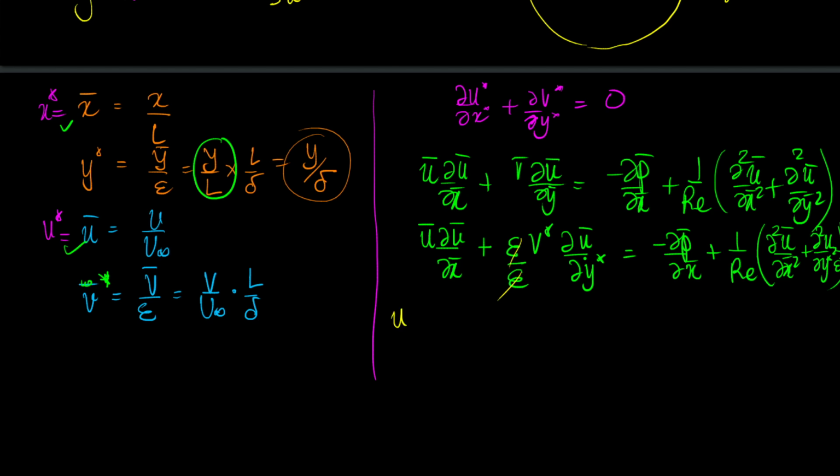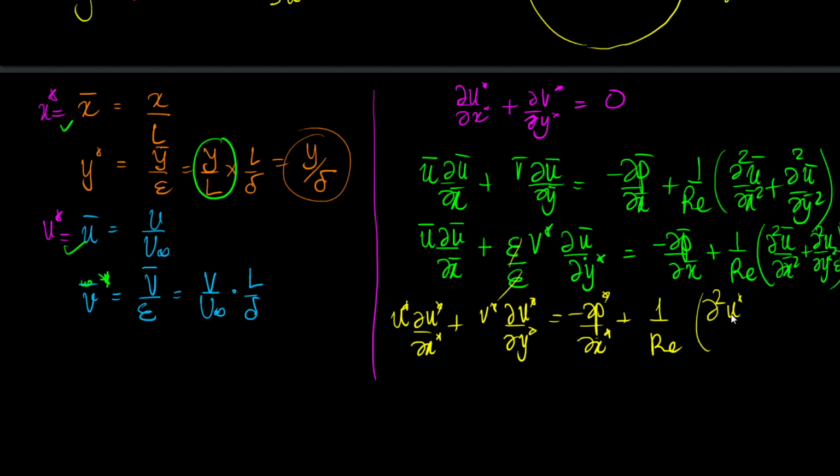So now because we are writing everything in terms of star, u star del u star del x star plus v star del u star del y star is equal to minus del p star del x star plus 1 upon Re del 2 u star del x star 2 plus del 2 u star del y star 2 times 1 upon epsilon square.